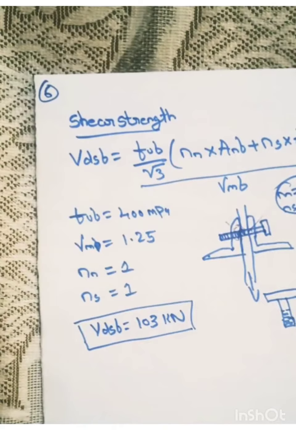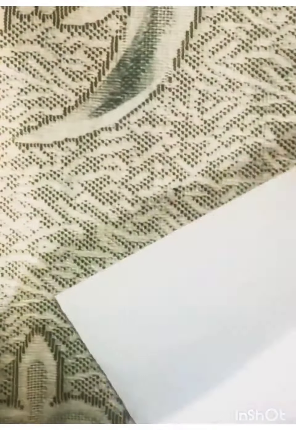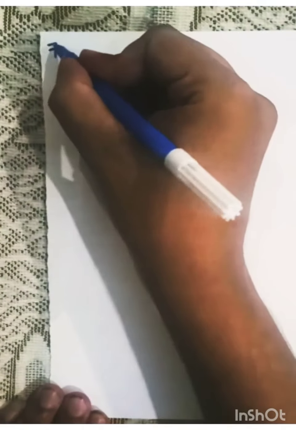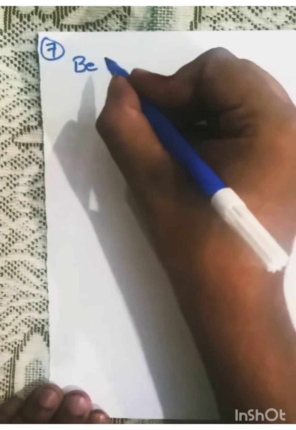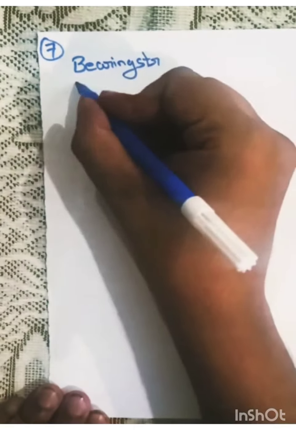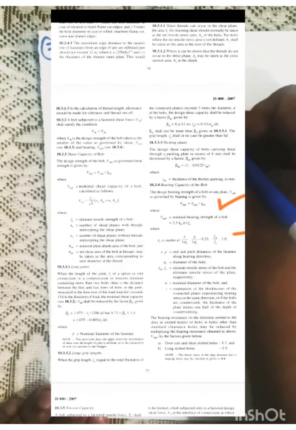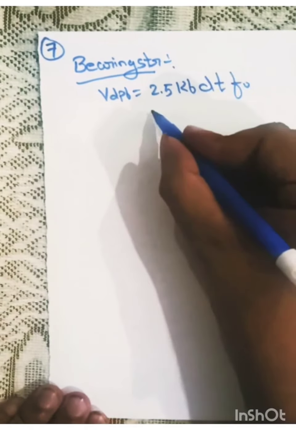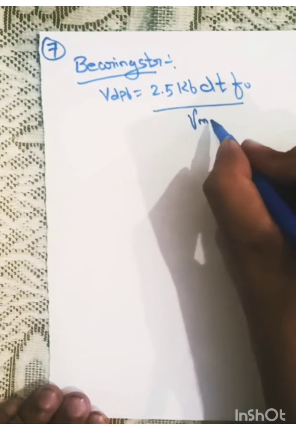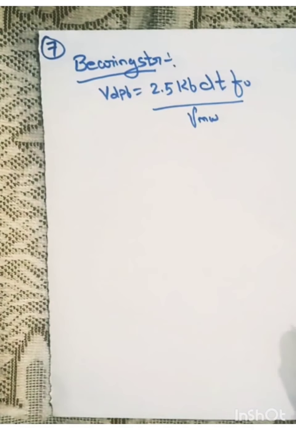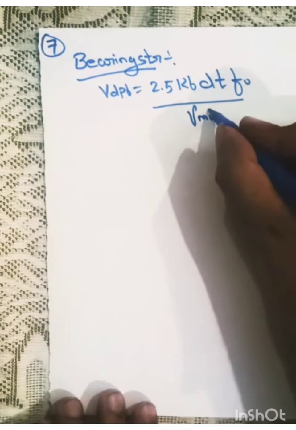Now let us find the bearing strength. So bearing strength as per IS 800, the formula is given as VDPB equal to 2.5 times KB d t Fu divided by gamma MB.